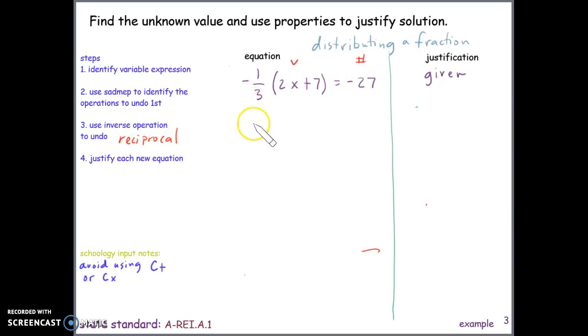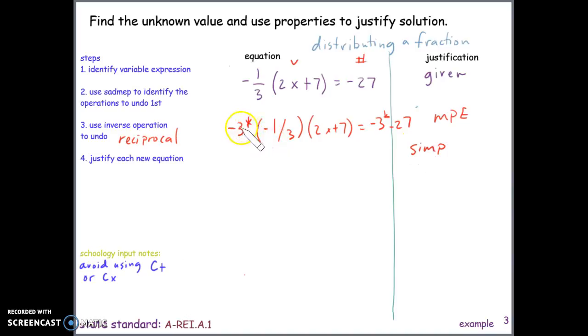And what that means is if we want to eliminate the negative 1/3, then we need to multiply by negative 3 over 1. So we can write this as negative 3 times, and we'll put the negative 1/3 in a set of parentheses, and we'll leave the negative in the numerator. So we're putting fractions in the parentheses, 2x plus 7, and we're multiplying the reciprocal on this side as well, so negative 3 times negative 27. Why can we multiply negative 3 to both sides? Because of the multiplication property of equality. Now we can go ahead and simplify.